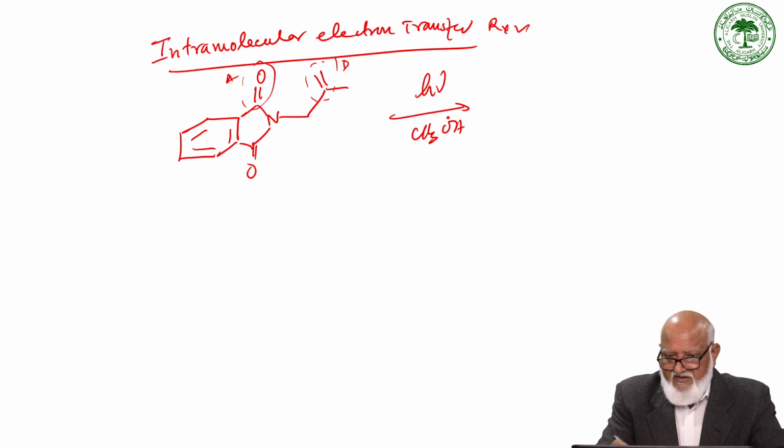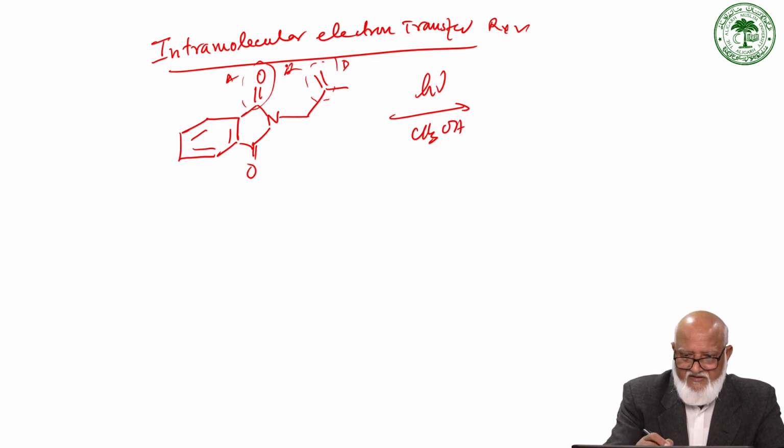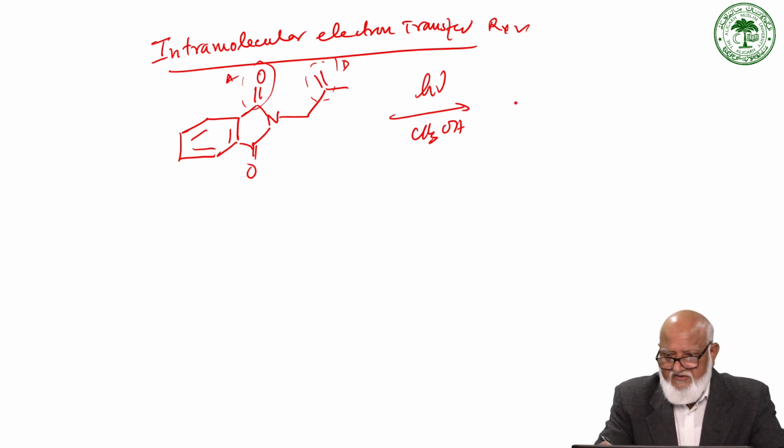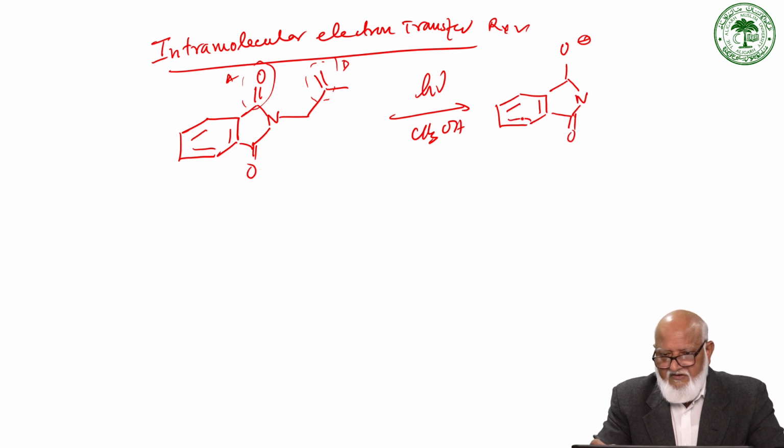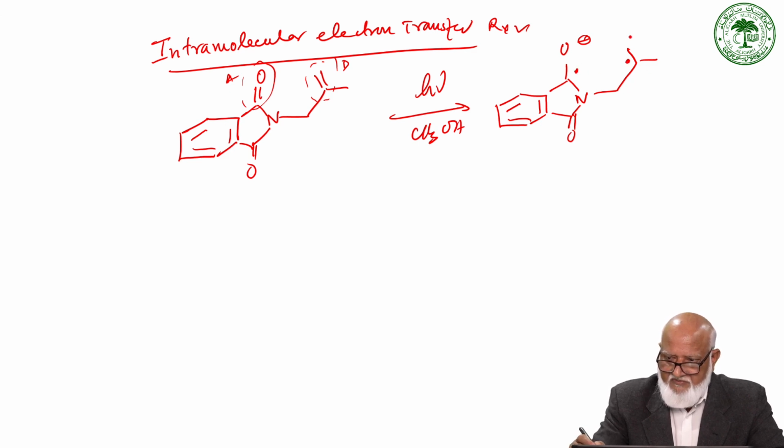So it goes to electron transfer. We can write a radical anion on the carbonyl, O minus. We have already seen one separate example of this. Now this ethylene part, the donor part, is now a radical cation, so you have a radical here, and the positive charge.